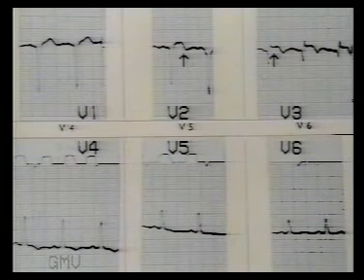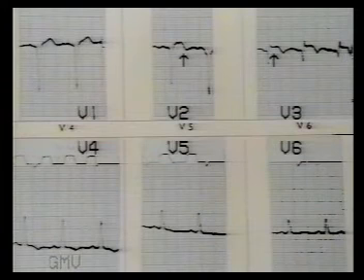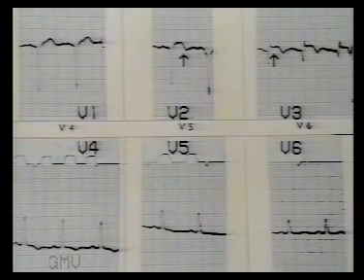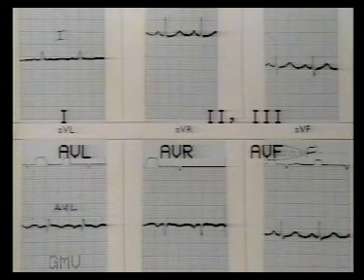In this ECG, the chest leads show ST elevation in V2 and V3 only. This indicates a small anteroseptal infarct. It is about 2 to 3 days old as T wave has started inverting. The limb leads may not show any changes in a small anteroseptal infarct.